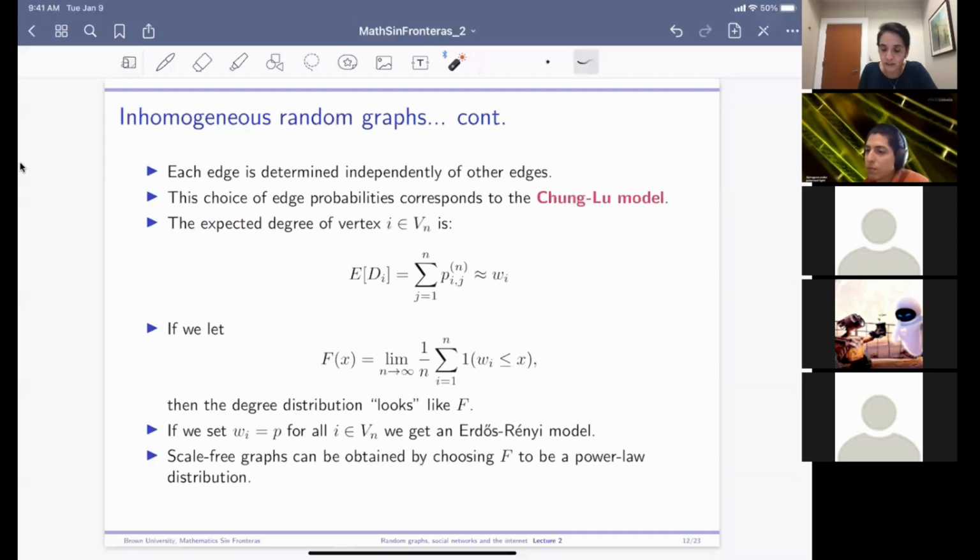So in particular, if I choose F to be scale free, then my graph will be scale free. That's how I can obtain the scale free property with the same coin flips that we use to obtain the Erdős-Rényi graph. Just as a little note, the Erdős-Rényi graph is a special case of this where all the W's are the same for every vertex.